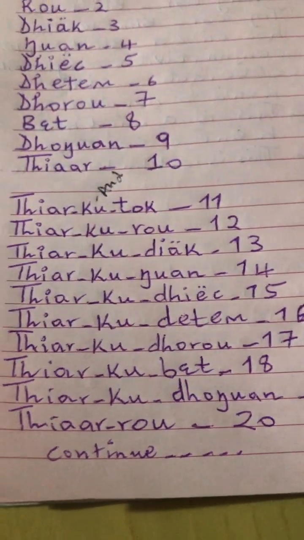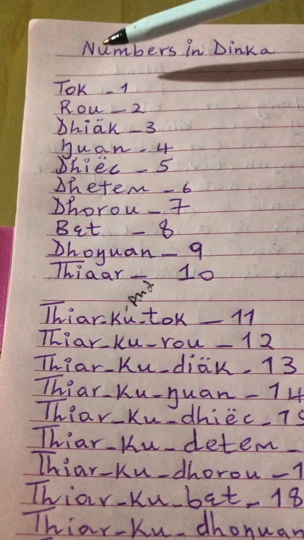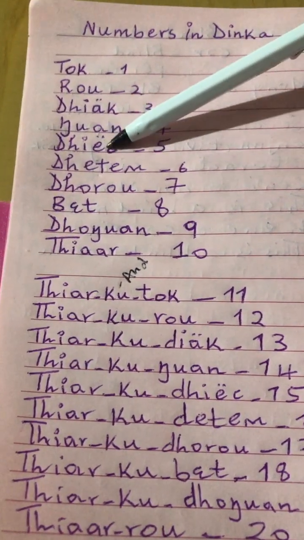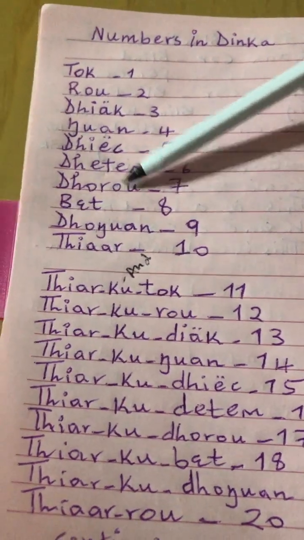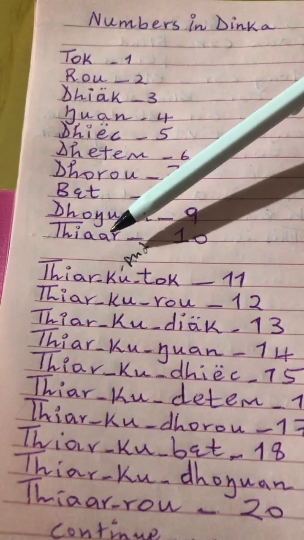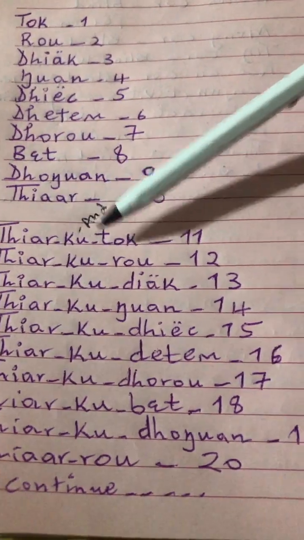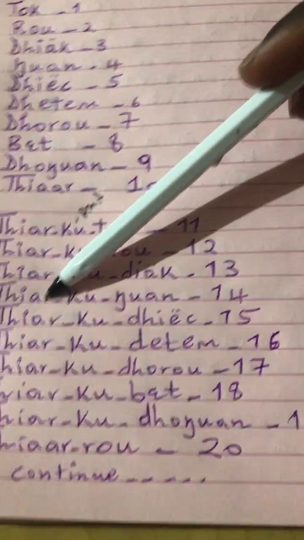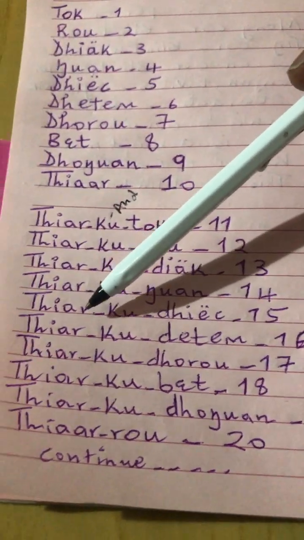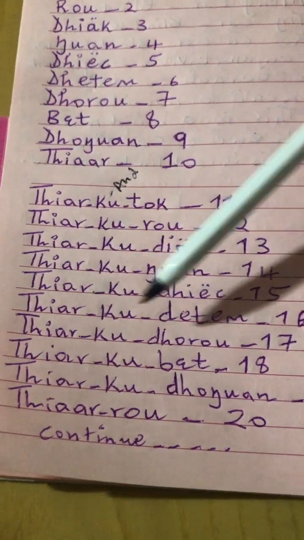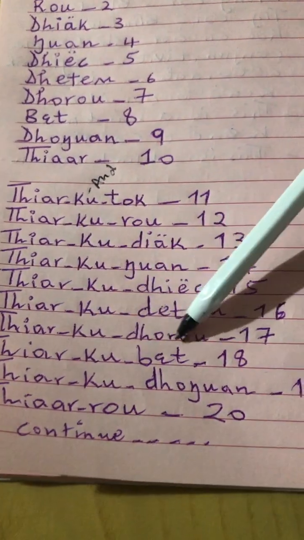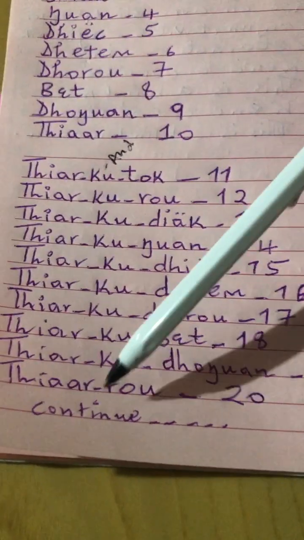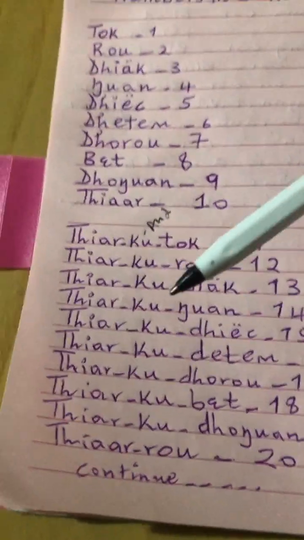Okay, so that's how you count them. So let me repeat it. Tok, row, diak, ngwan, ditch, detem, doro, bet, dongwan, tiar. Tiar ku tok. Tiar ku row. Tiar ku diak. Tiar ku ngwan. Tiar ku ditch. Tiar ku detem. Tiar ku doro. Tiar ku bet. Tiar ku dongwan. Tiaro.